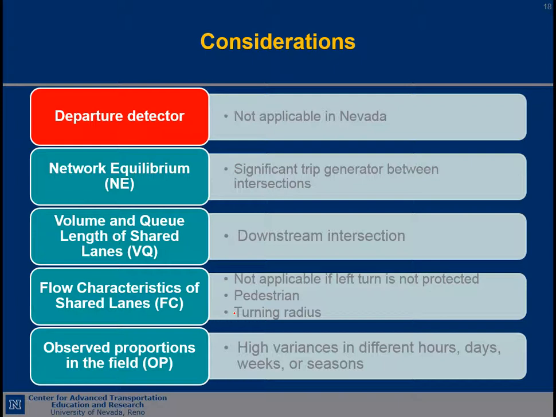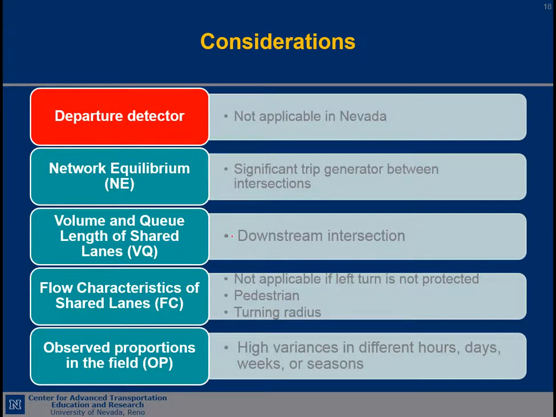A few things we need to consider before using these methods. The first method, as I said, is not applicable in at least Nevada and many other states. They don't have departure detectors. The second method, if there is not a significant trip generator between intersections, we can use this method. Otherwise, the accuracy of this method could be reduced significantly.